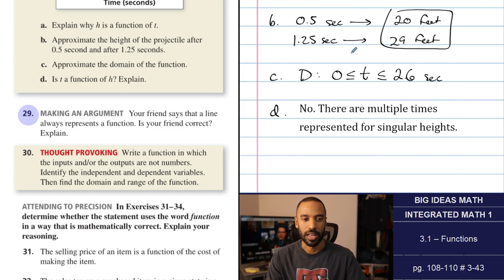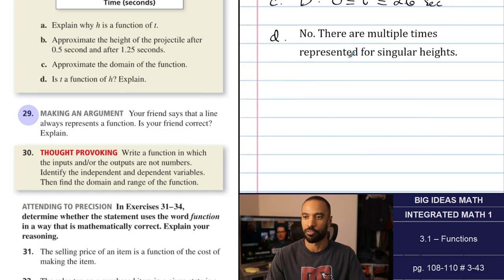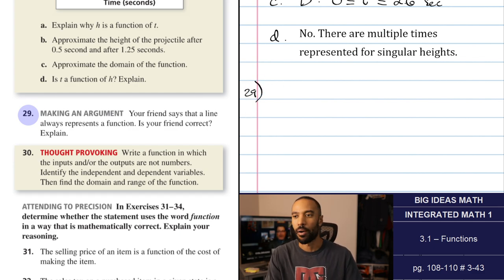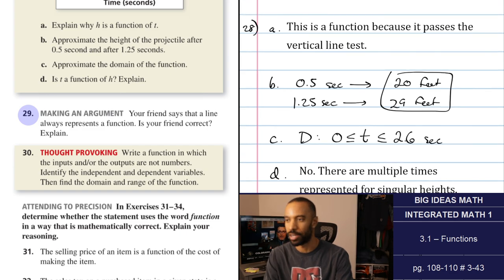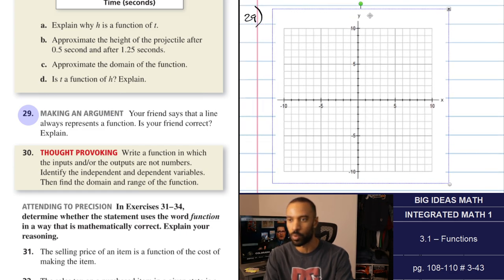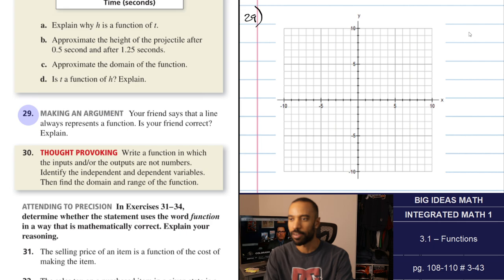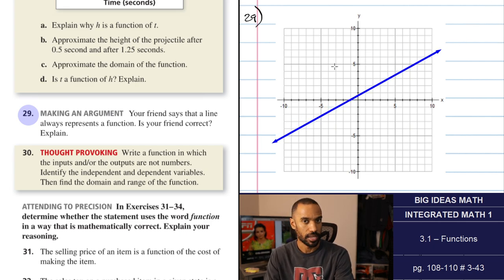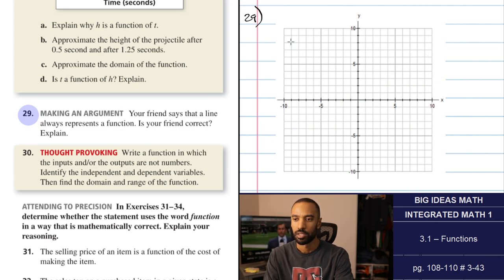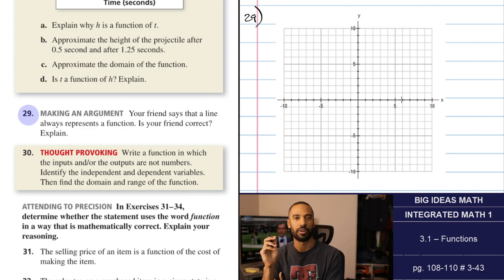Your friend says that a line always represents a function. Is your friend correct? Explain. Now, we're talking about a graph, okay? Now, I don't need to have a graph drawn for this scenario. I'm just giving you the heads up on what they're talking about. They mean whatever a line's represented, whether it's continuous and continual or not, I'll pretend like it is, that if I have some sort of thing right here, is this a function? This is a function. It passes the vertical line test, right? So is this. So is this. Heck, so is this. It's very sharp, but I can draw vertical lines through that. Is there any kind of line I can make that fails the vertical line test?